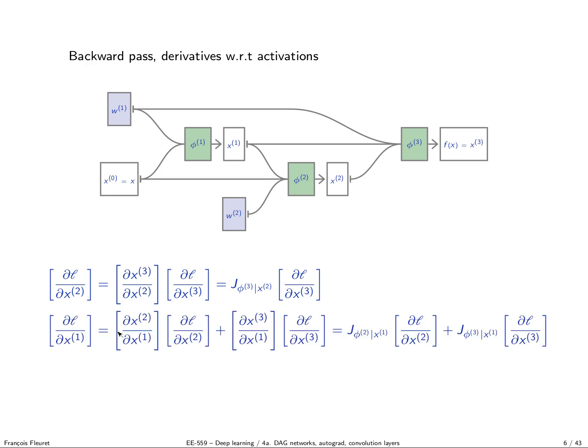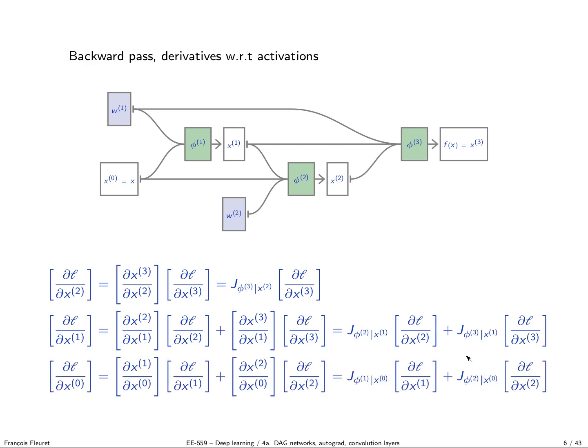And then it's slightly more complicated with x1 because x1 influences both the value of phi2 and phi3. So when you compute the gradient of the loss with respect to x1, you have to take both these two paths into account. So it's basically the Jacobian of x2 with respect to x1 times the gradient of the loss with respect to x2, plus the Jacobian of x3 with respect to x1 times the gradient of the loss with respect to x3, and we get these quantities. And the same for x0.